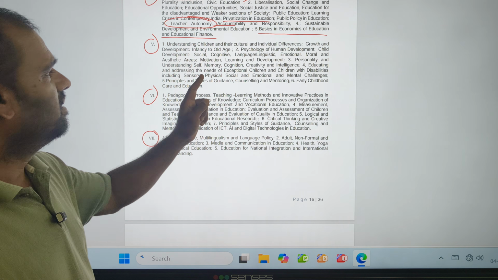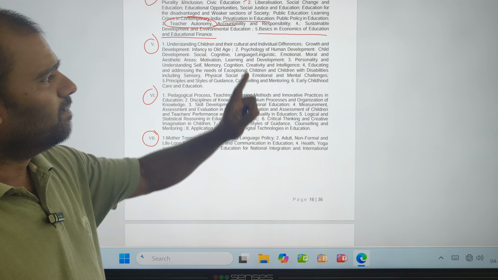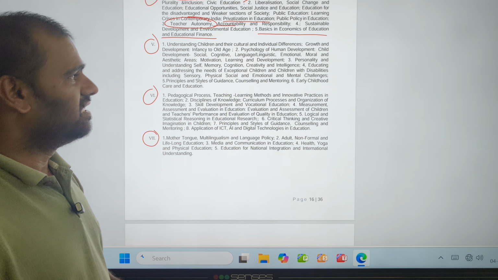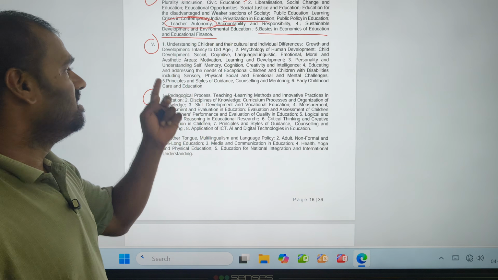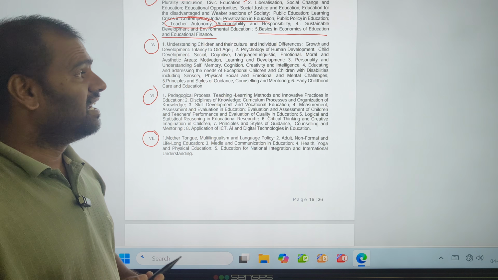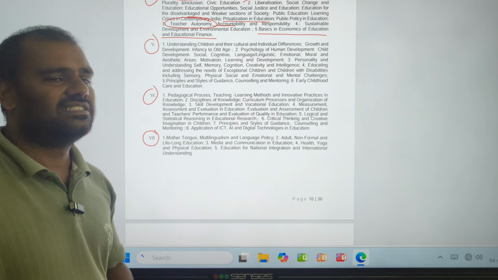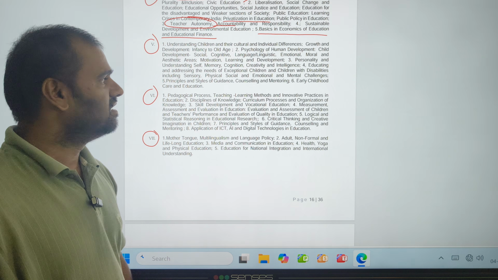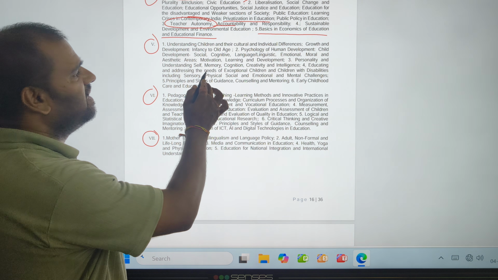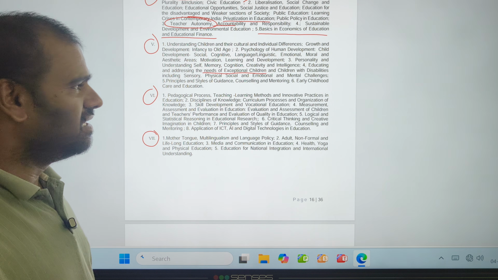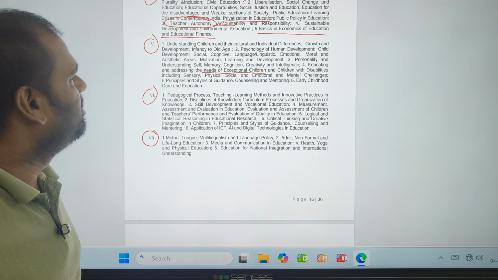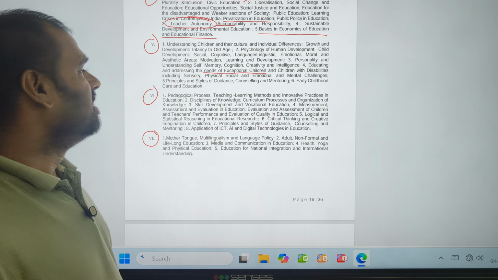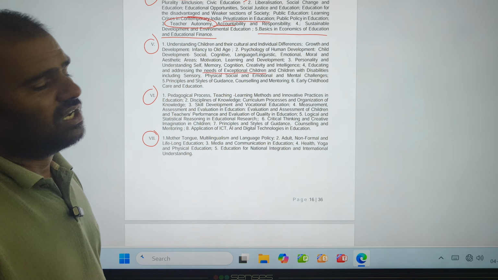So growth and development, infancy to old age, psychology of human development, child development, in that sociological development, cognitive development, linguistic development, emotional development, moral and aesthetic areas, what is motivation, learning and development, what is personality, understanding of self, what is memory, what is cognition, creativity and intelligence. Okay, educating and addressing the needs of exceptional children. So who are exceptional children? Okay, and who are children with disabilities, including sensory, physical, social, emotional and mental challenges. Okay, these kinds of children you are going to study here.